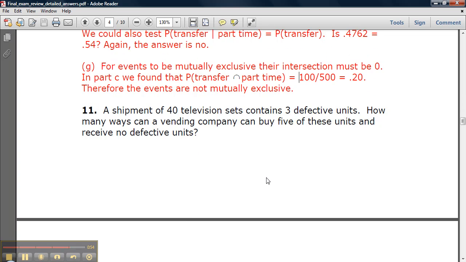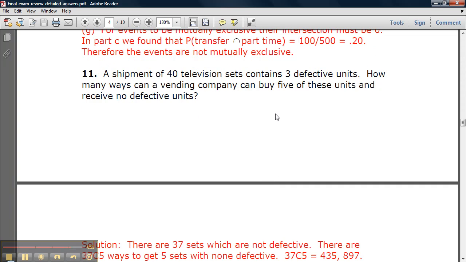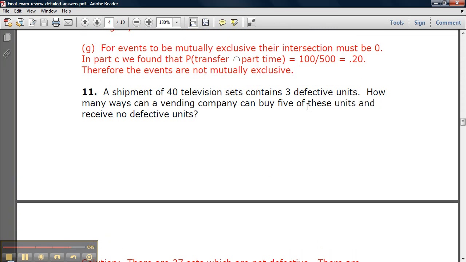So, all right, number 11. A shipment of 40 television sets contains 3 defective units. How many ways can a vending company buy 5 of these units? This is going to be a combination problem.